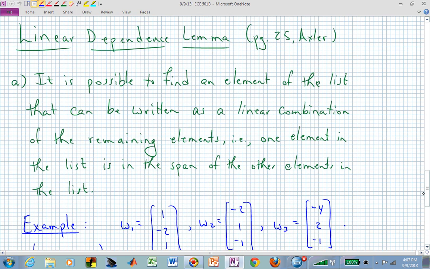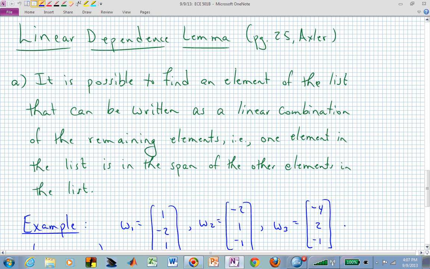Again, I'm trying to quickly get us thinking about the concepts that we talked about at the beginning of chapter 2. We finished our discussion partway into chapter 2 with the linear dependence lemma, so let's talk about that now and then continue from that point forward.